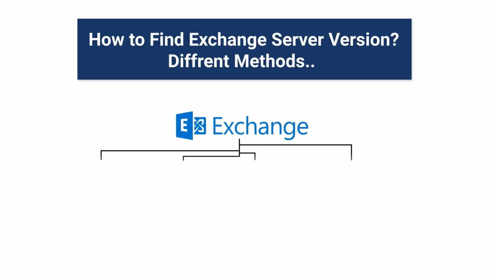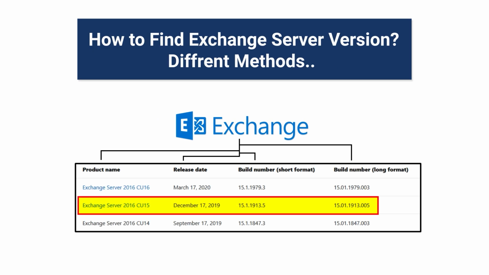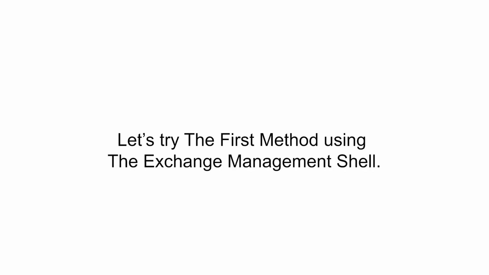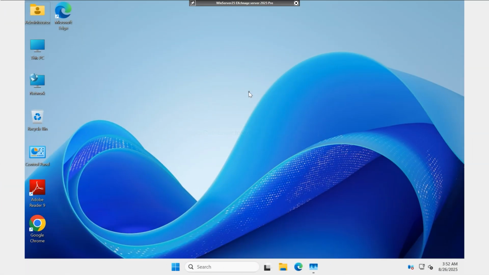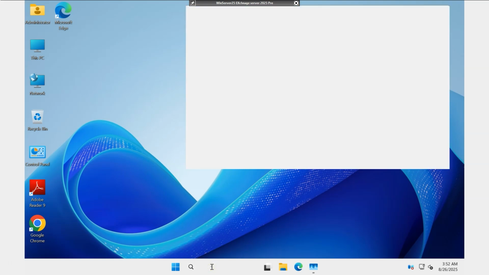How to find Exchange server version. Different methods. Let's try the first method using the Exchange Management Shell. Go to the Start search box and type Exchange Management Shell.